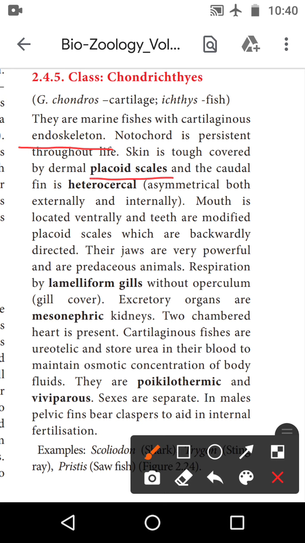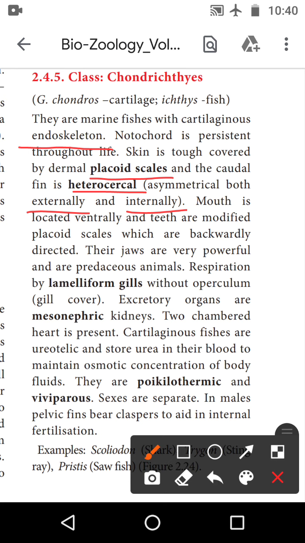So scales are normally present in all organisms. Then the caudal fin is heterocercal, asymmetrical both externally and internally. What is meant by asymmetry? Symmetry means division of the body. Okay, asymmetry means without division for this organism. So both externally and internally.